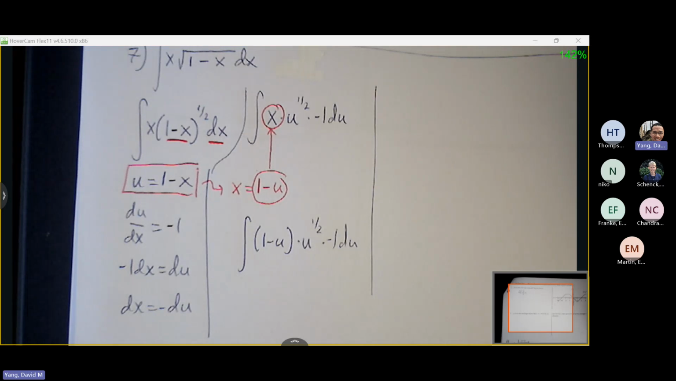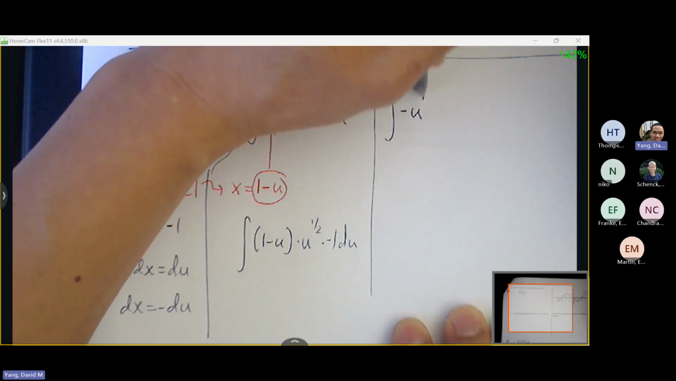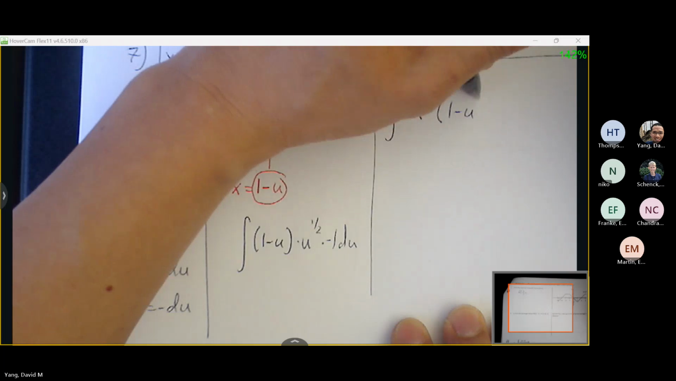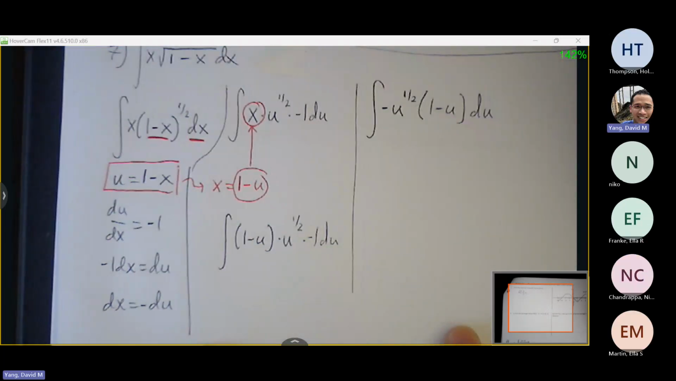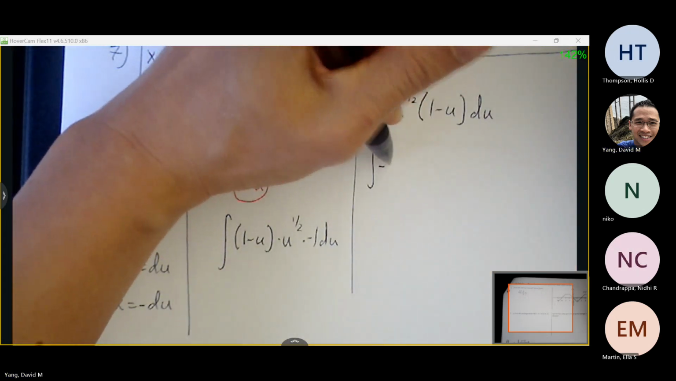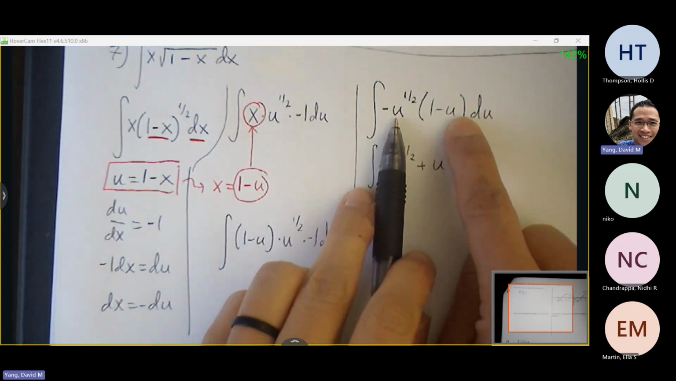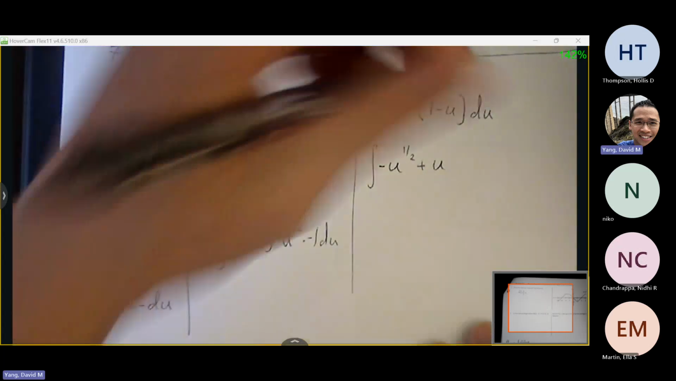Now I do want to distribute so that I can separate every term and get ready for power rule. I just want to do it once. So I'm going to combine the u and the negative together, have it in front, and distribute it both at once. I like to have my single terms in front and then distribute. Remember, when you're multiplying variables, you're adding exponents. So 1/2 plus 1 is 3/2.